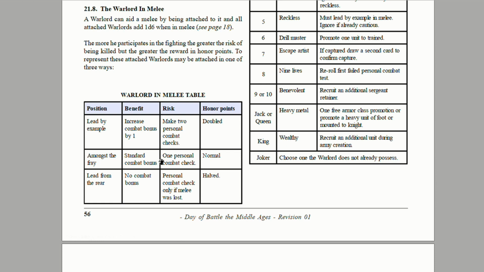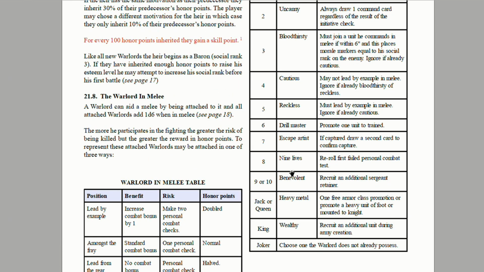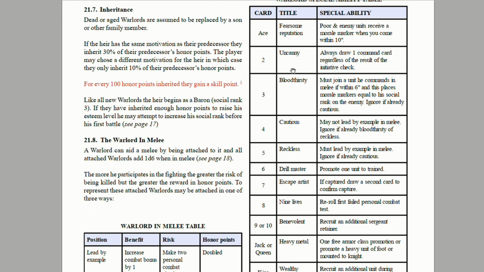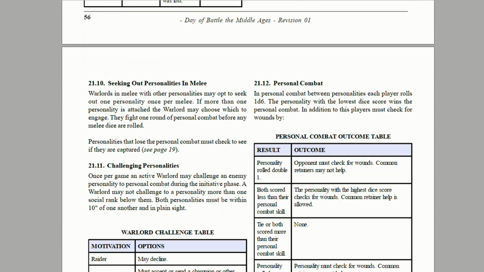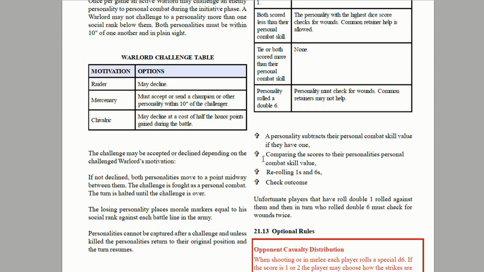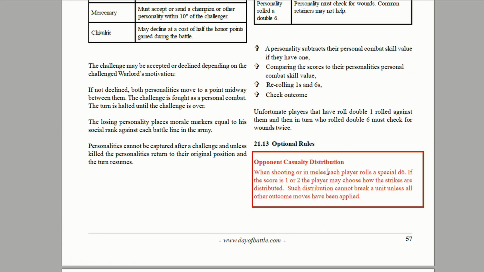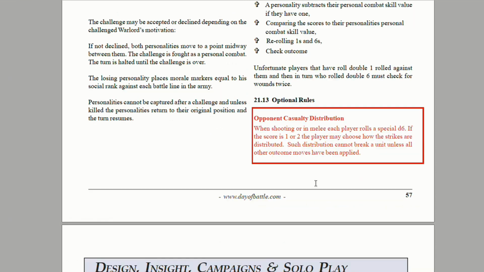A lot of warlords, more detail into warlords. You can be cautious, you can be bloodthirsty, you can be uncanny, where you always draw one command card regardless of the result of the initiative check. So you can really get into depth with these commanders. Personal battle outcome, warlord challenge, opponent casualty distribution. You see how, when shooting or in melee, each player rolls a special d6. If the score is 1 or 2, the player may choose how he strikes. His strikes are distributed. Such disposition cannot break a unit unless all other outcome moves have been applied. So that's a very interesting special rule.